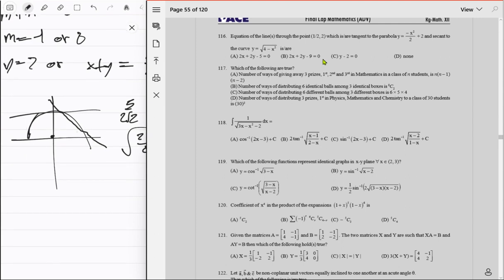y equal to 2 is a tangent to this curve not secant, so वो नहीं चलेगा. x plus y equal to 5/2 does work, so 2x plus 2y minus 5 equal to 0. So a is the answer. Next question.